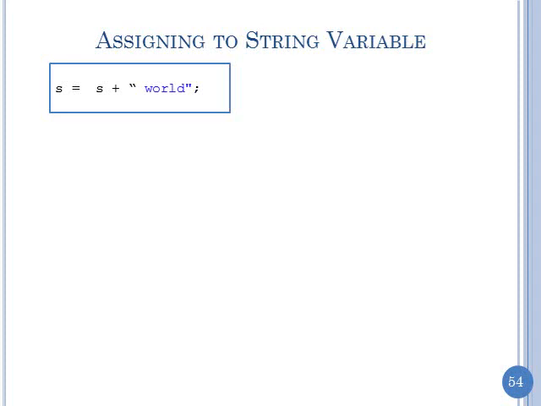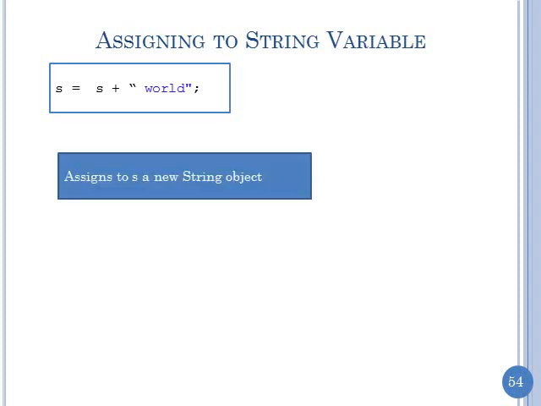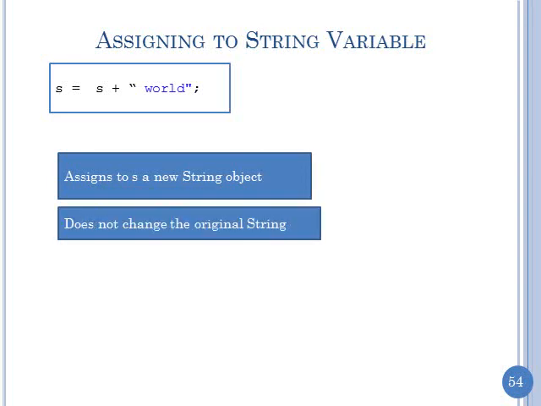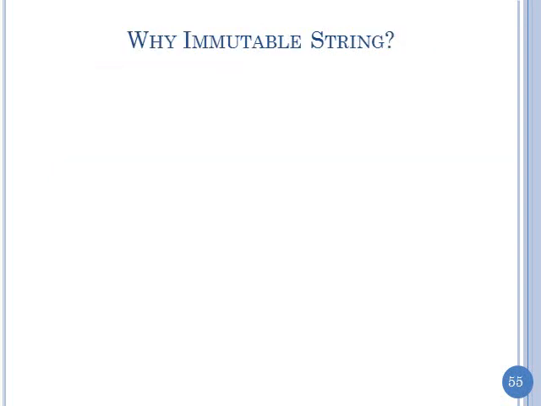Okay, the variable S is changing, but the string hello is not changing. We saw in memory that there's a variable. The variable has got an address stored in it, and there's the object. So when you said BMI spreadsheet.set height, the variable BMI spreadsheet did not change, but the object BMI spreadsheet changed, and here we are changing the variable. So this assigns to S a new string object. It does not change the original string.